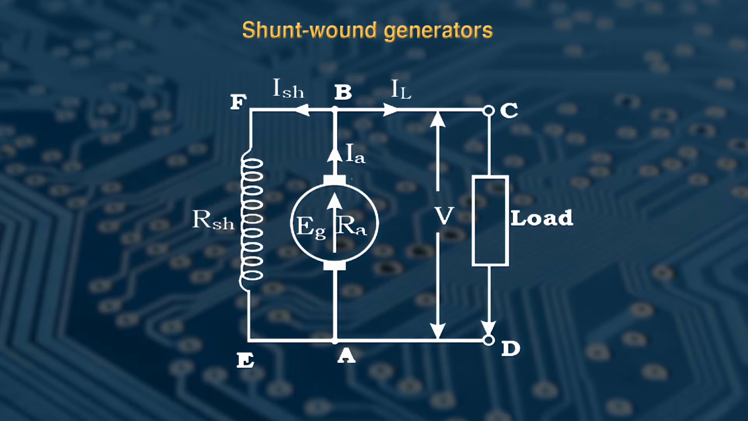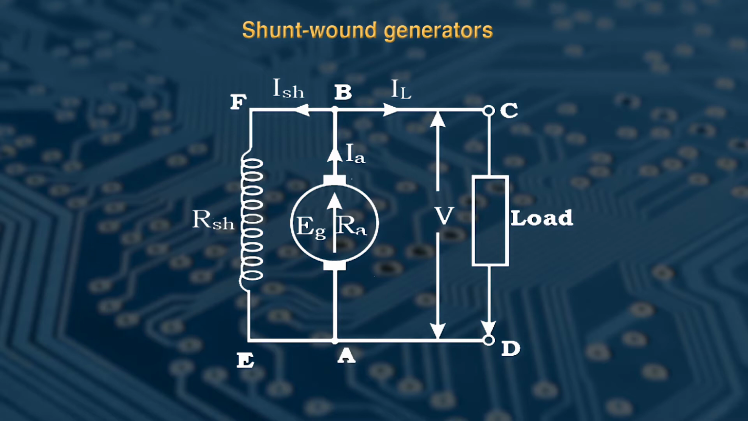Here you can notice in the diagram that this field winding, which is connected between terminals F and E, is connected across the terminals A and B, and between terminals A and B the armature is there.